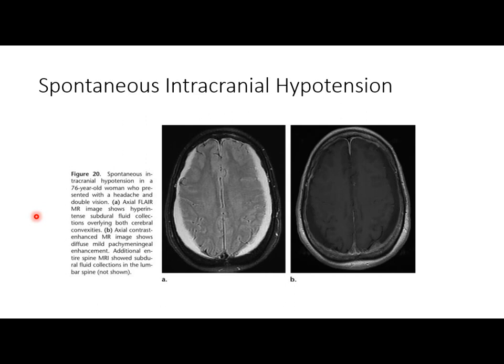And the imaging finding of it, it will show this hyperintensity in the subdural area. Subdural effusion. Okay, and after contrast, you see patchy enhancement of the meninges, continuous enhancement. Meningeal enhancement. We see this also in VP shunt with overshunting, severe intracranial hypotension.